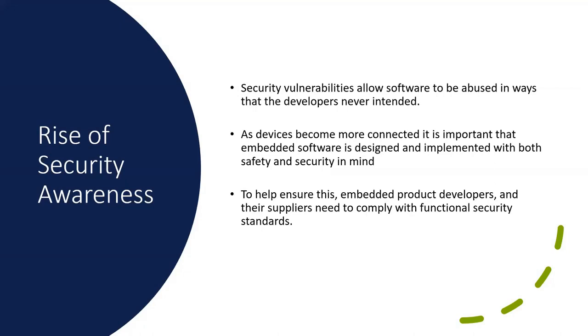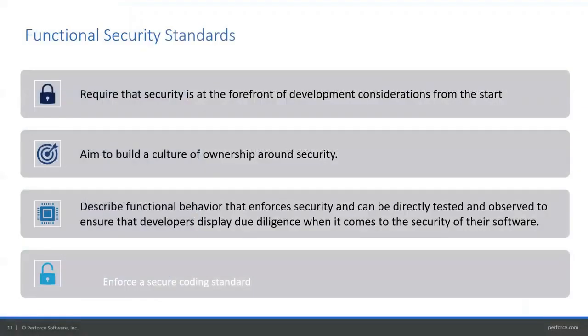We're talking about our actual embedded devices. So to help with this, we have to comply with functional security standards. Now, these are relatively new, so let's have a look. Now, a functional security standard requires that security is at the forefront of development right from the start. So it's every part of the life cycle, development, but prior to that, design, from development to test to actually rolling out the product, but also checking security once that product is out in the field.